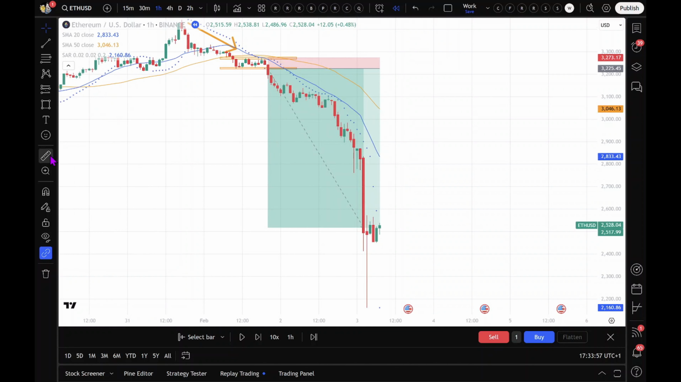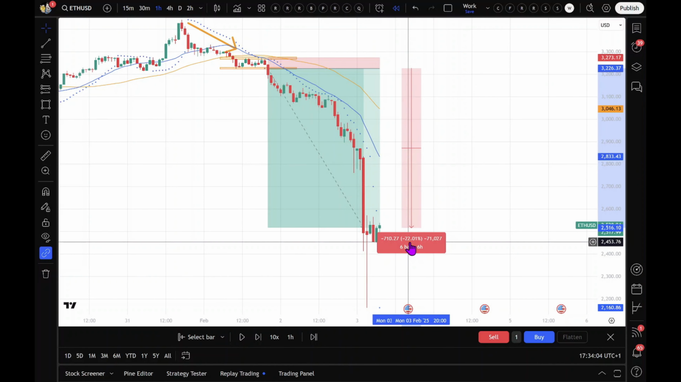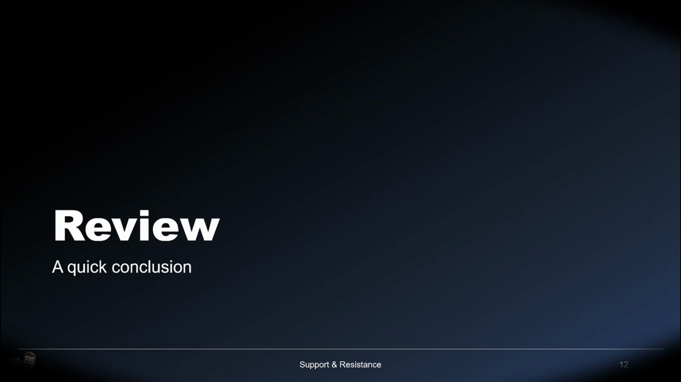Let's measure the move. We capture a 22% drop, which is a great result for this strategy. You have to know that if the CCI wasn't below -100, we'd be out at the initial take profit. Let's wrap up this class with a quick conclusion.